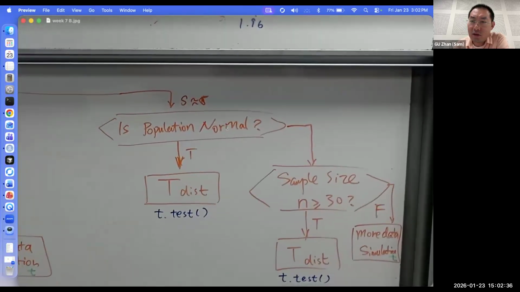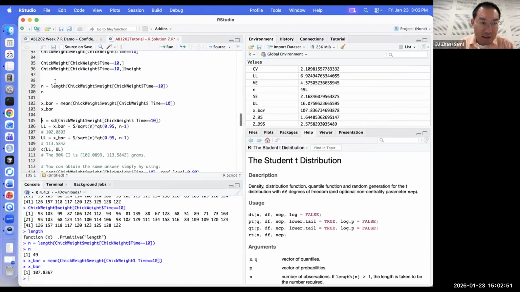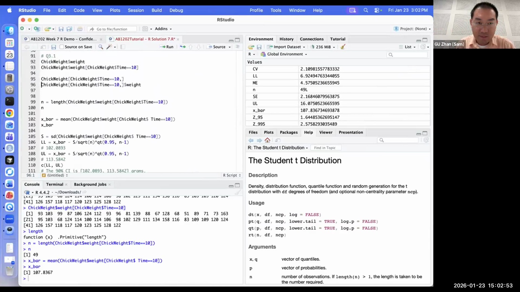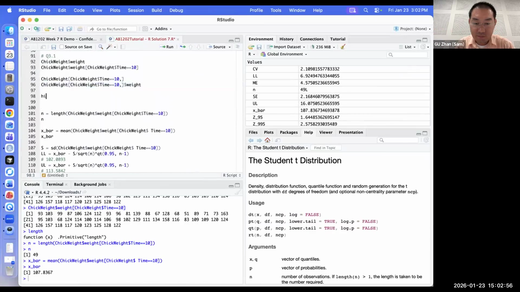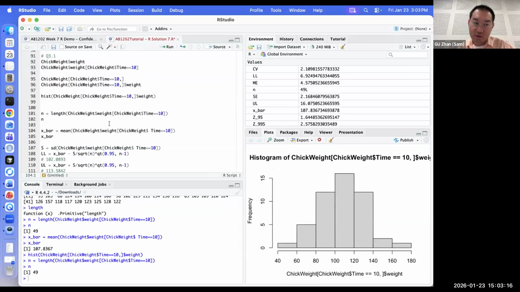Then is the population normal or not? We do not know whether the chick weight is normal or not. In fact, it is not normal. Then go here, sample size greater than 30. The sample size we find is 49, so you use the t-distribution. But we also want to verify this, so type a histogram. So these are the 49. I'm not very sure whether it's normally distributed or not. Look, it's actually not quite symmetric, so it might not be normally distributed. Since we are not sure about the population, we check the sample size: n greater than 30, then we use the t-distribution.